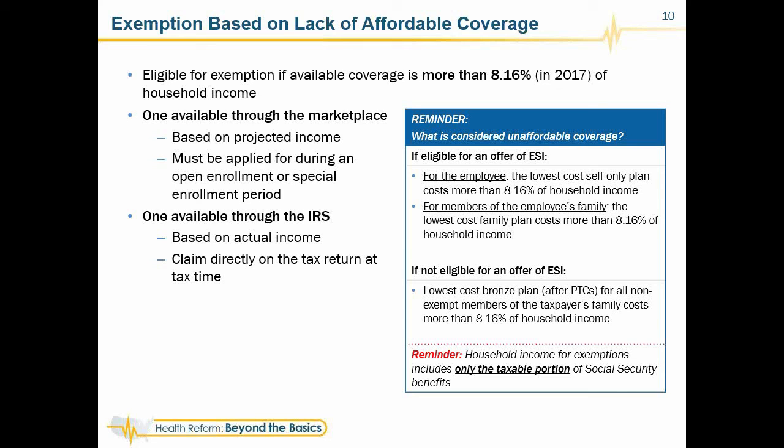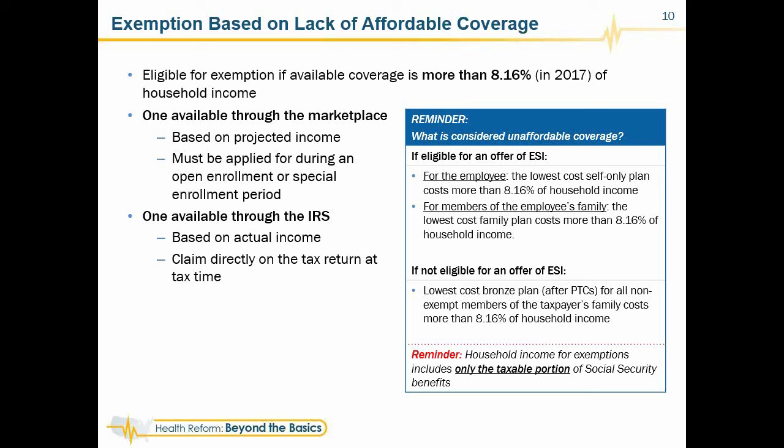So if you look at the box on the right, what is considered an affordable coverage, again, a reminder: first we're going to start by asking if the person is eligible for employer-sponsored insurance. If they are, and it's the employee themselves, we're going to look at the lowest cost self-only plan for the employee and ask if it costs more than 8.16% of household income. If we're looking at an uninsured member of the employee's family, then we're going to look at the cost of family coverage and see if that costs more than that threshold amount.